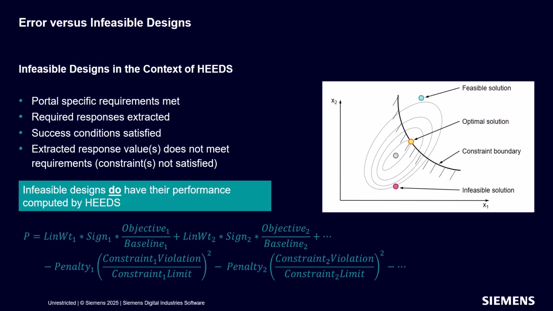As shown here by the performance function used in HEEDS, the amount of constraint violations penalize a design's performance. The computed performance for each design provides the foundation for the search decisions, allowing HEEDS to properly navigate a design landscape during an optimization and efficiently find innovative solutions to your problem.